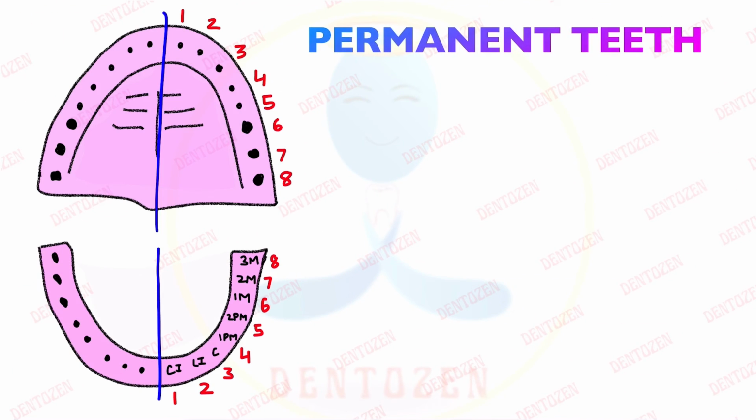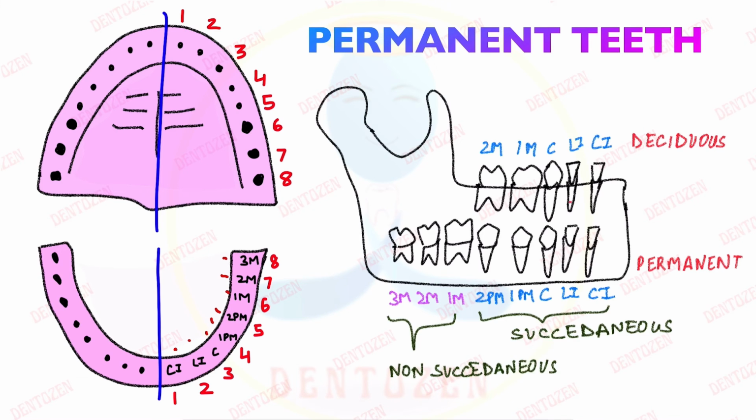In permanent dentition, we have a total of 32 teeth, 8 in each quadrant: central and lateral incisors, canines, first and second premolars, and first, second and third molars. They replace the deciduous teeth, but in the case of molars, it is the first molar that comes first. All the deciduous teeth are already there, and the permanent first molars come from behind and are the first ones to come. That is the difference between deciduous and permanent.